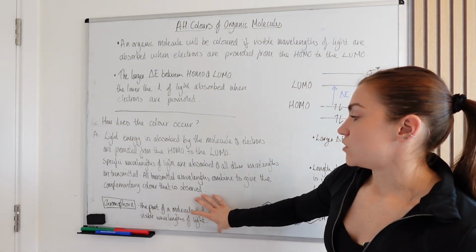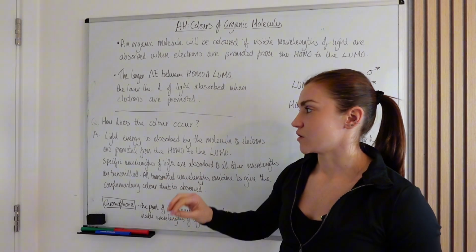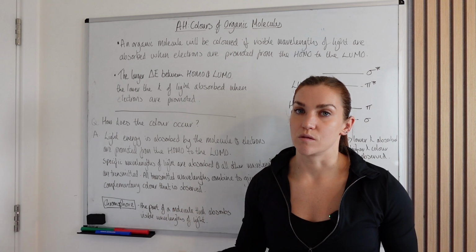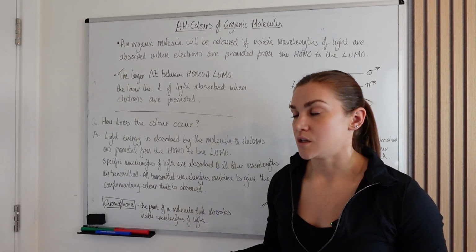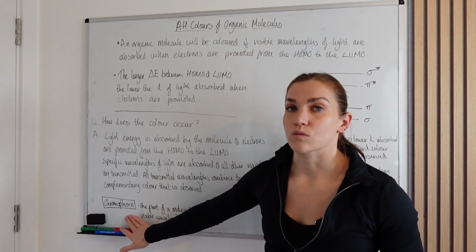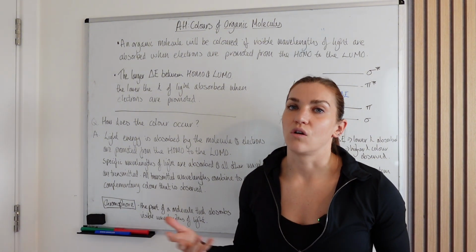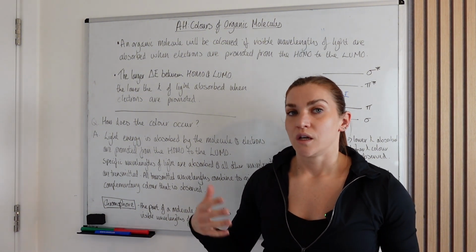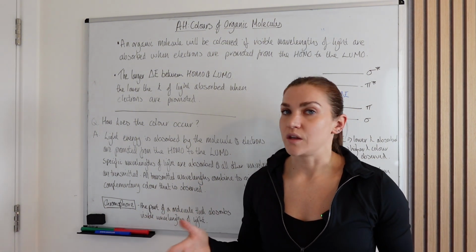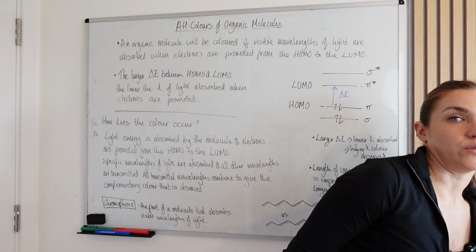The part of the molecule that's responsible for absorbing visible wavelengths, like I mentioned earlier, will have a visible colour if it's absorbing wavelengths within the visible region. The part of the molecule that absorbs those visible wavelengths of light is known as the chromophore. So the chromophore is the part of the molecule that essentially causes the colour of the molecule. If the chromophore wasn't there, then it wouldn't have a colour. Okay, so the chromophore is the thing that absorbs the visible wavelengths of light.